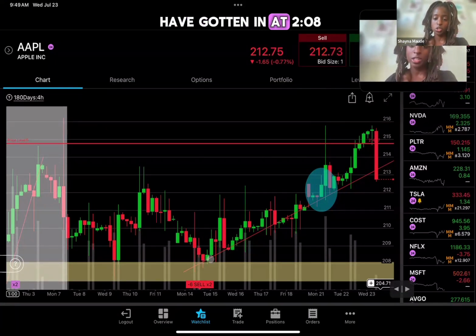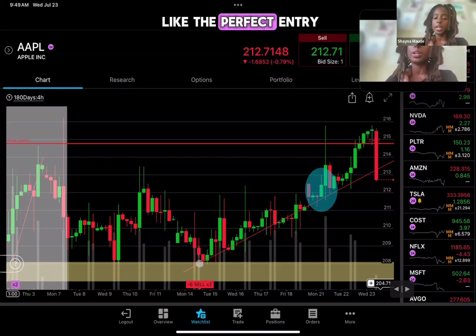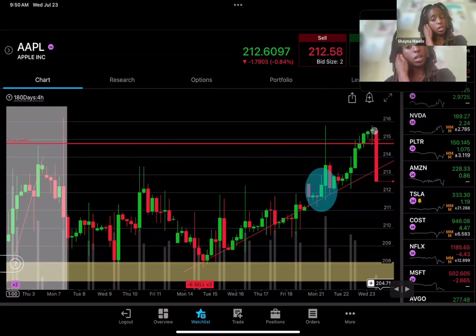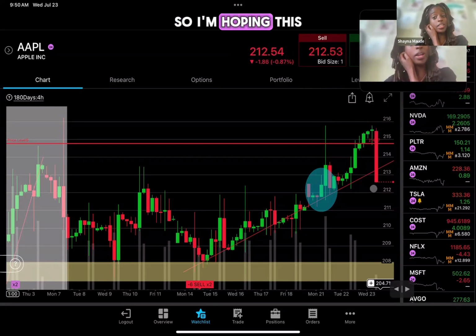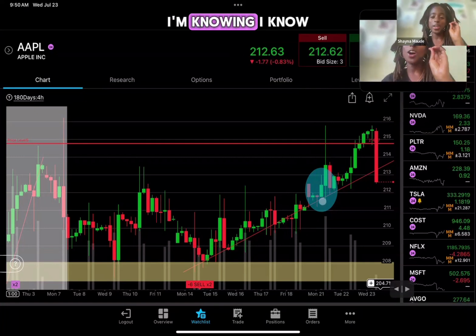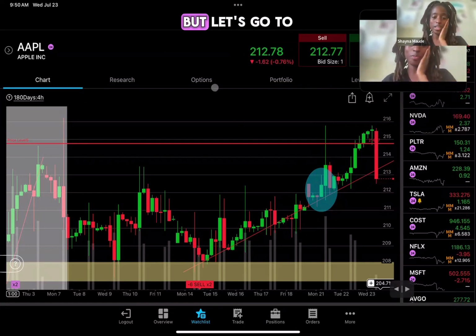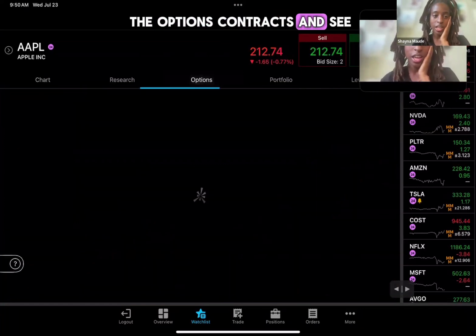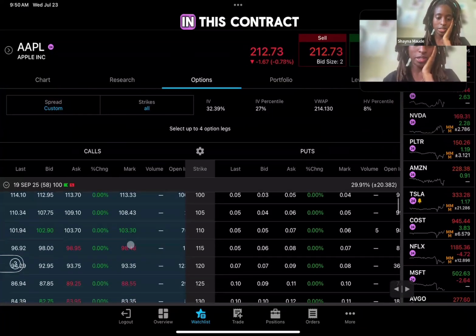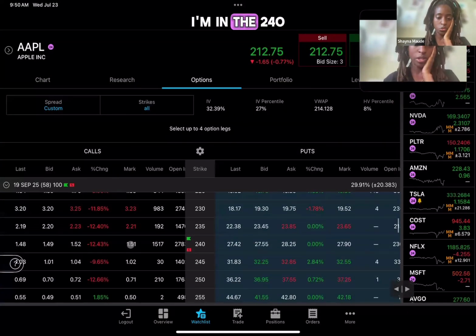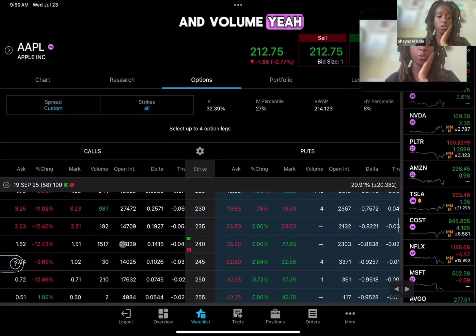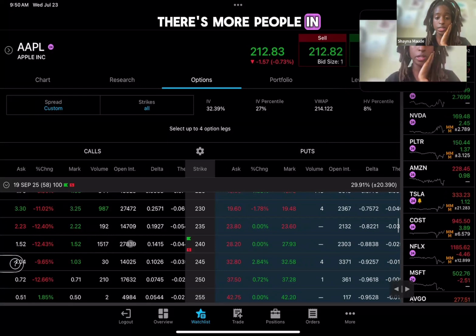Ideally, if I would have gotten in at 208, that would have been like the perfect entry, because then I could have just rolled this 208 basically up to this 215, and that would have been the move. So I'm hoping this move that I came in right here, I know it's going to be the move up. But let's go to the options contracts and see if people are still in this contract. So this is the 240. I'm in the 240. Yeah, there's still a lot of people, open interest and volume. Yeah, we're holding it. There's more people in it today.